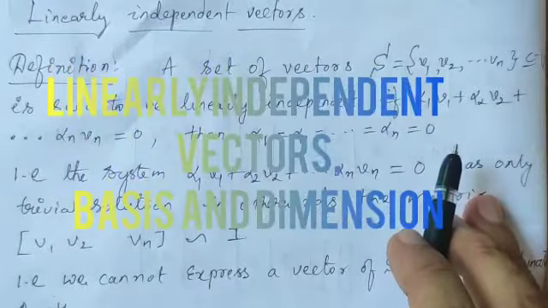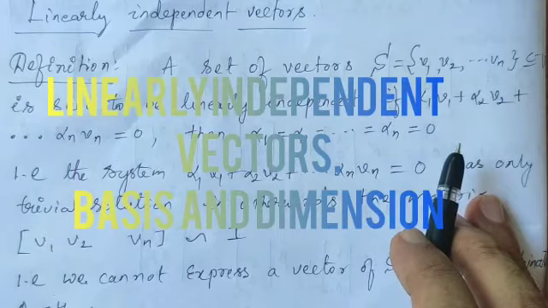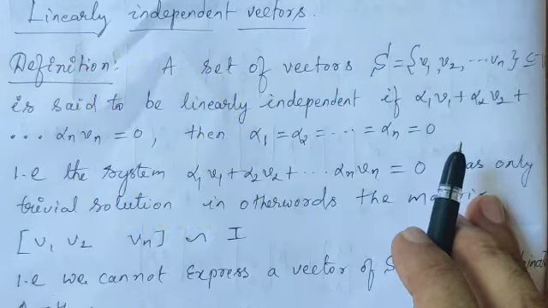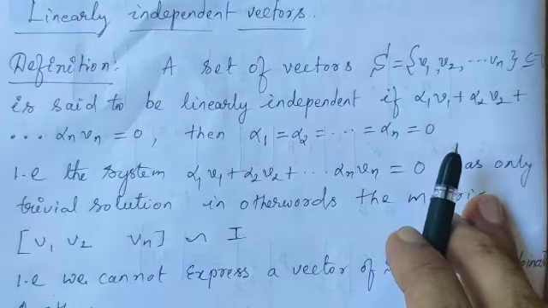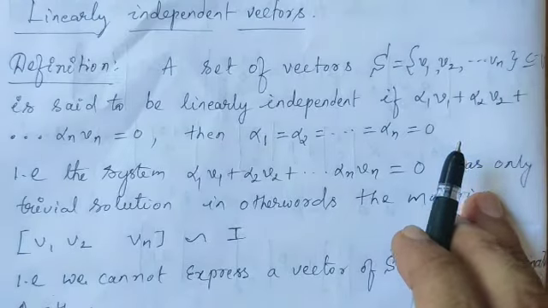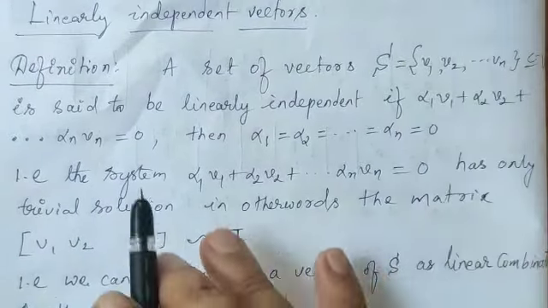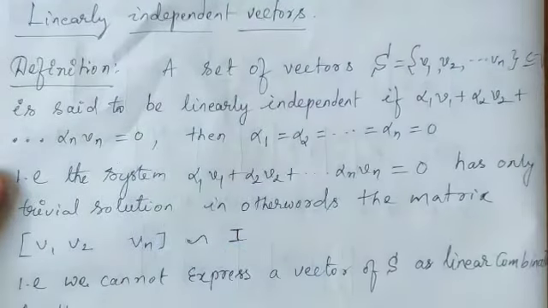Dear students, today we will discuss linearly independent vectors. Last class we discussed a few things about subspaces and some examples, column space, linear span. So all these things we discussed in our last class. Today we will see what we mean by linearly independent vectors.